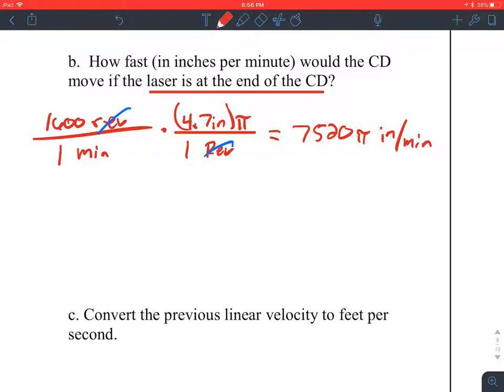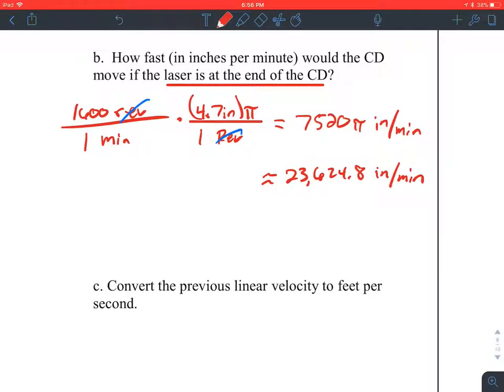That's an exact answer. Once again, on the test, I'm going to try to be much more clear about what to round to, if you're supposed to round or not. Right now, my directions are unclear. If you multiply that out, because it's a linear velocity, we get 23,624.8 inches per minute.